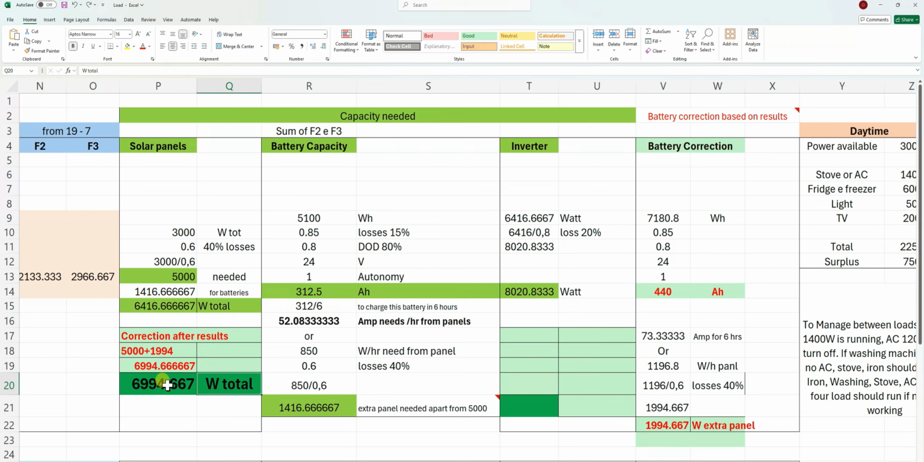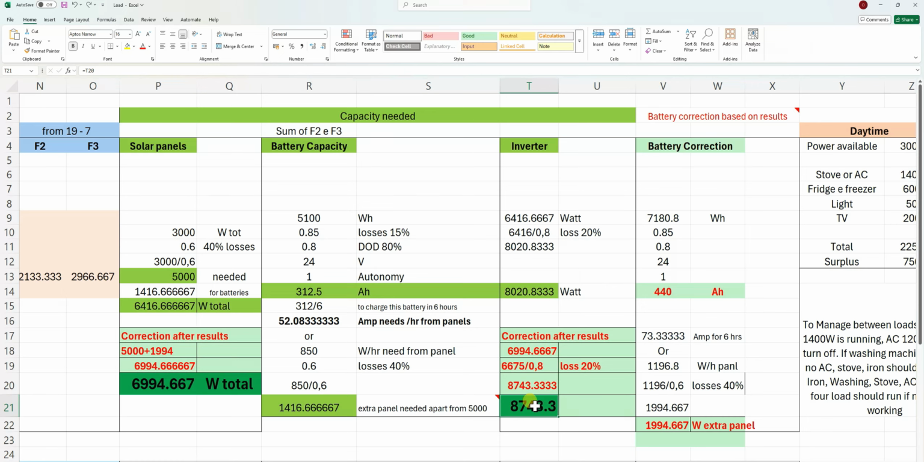Now we will not consider this value because this is for the old values and this is for the new value. So before it was 6500, now it is a 7000 watt system. Again we have to correct our inverter as well. So 7000 watt, add losses, and our system is 8.5 or 9 kilowatt, or more safely, a 9 kilowatt system.